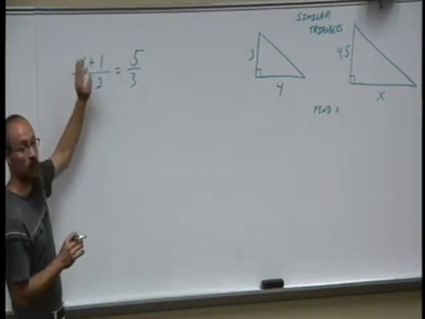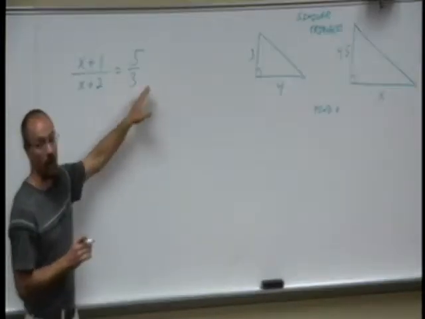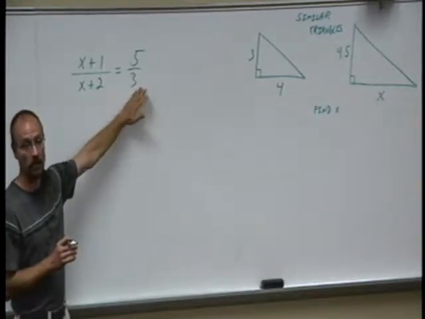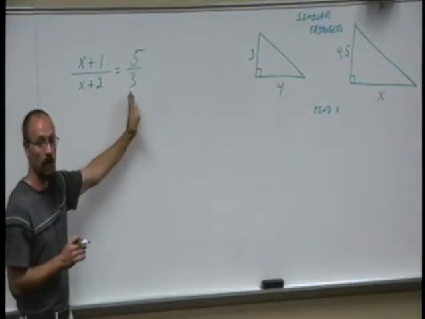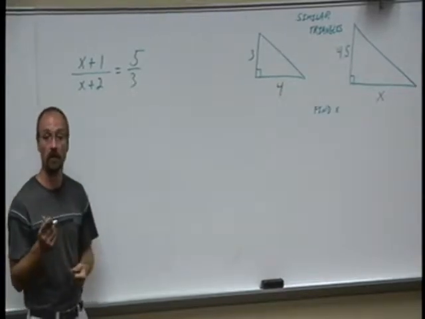I have a numerator and I have a denominator. This is nothing more than a fraction. This is 5/3, a rational number. It's just a fraction. We have a fraction equal to a fraction. So it is a proportion. Let's find the value of x that makes it a true proportion.